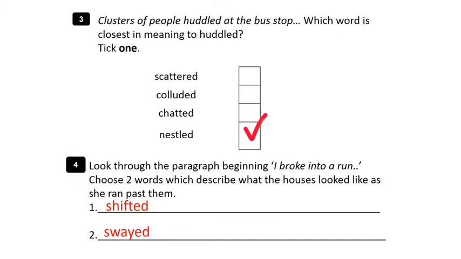Describe what before. Look through the paragraph beginning, I broke into a run. Choose 2 words which describe what the houses looked like as she ran past them. So for this, straight away, there's no way you'd remember that off the top of your head, so you would go back to the text, which I hope you all did. And the 2 words that have been used to describe what the houses were doing and what they looked like as he ran past are shifted and swayed.